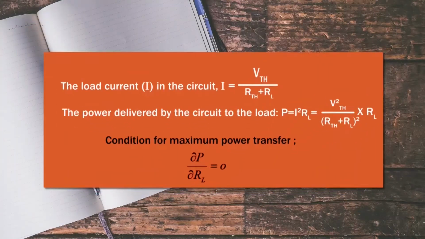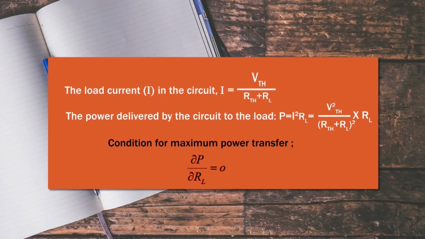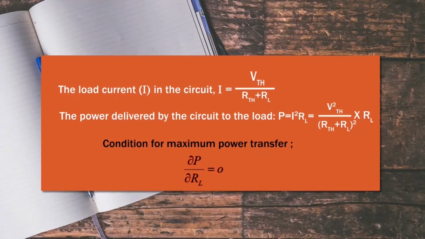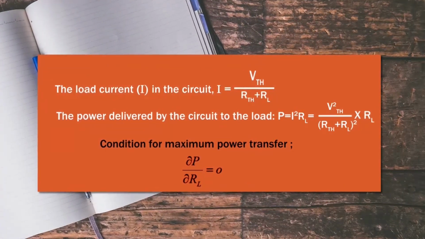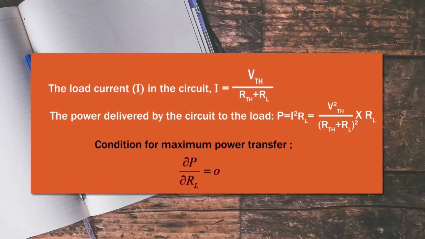Now from the diagram you can calculate the current I, because two resistances are connected in series with the Thevenin voltage. So what will be the value of this current I? I can be written as VTH upon RTH plus RL. So what will be the power? As you know, power can be written as P is equal to I squared R. So the power delivered by the circuit to the load can be calculated as P is equal to I squared R.